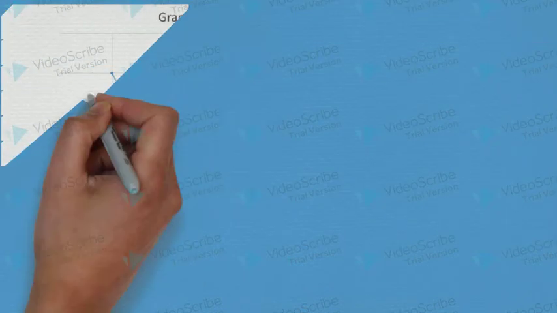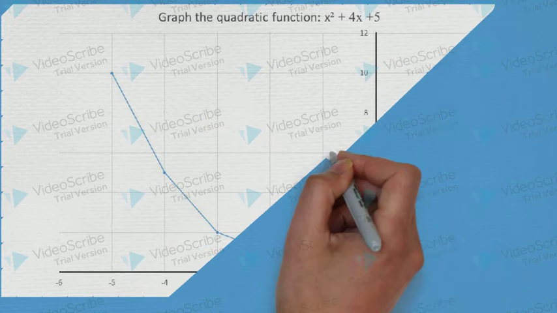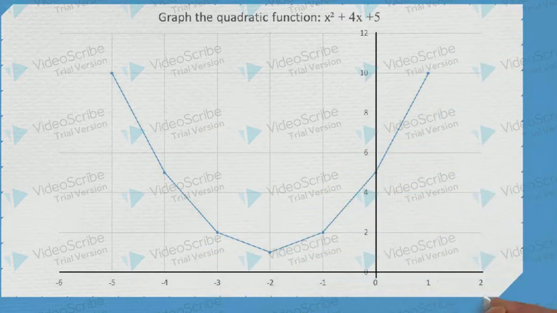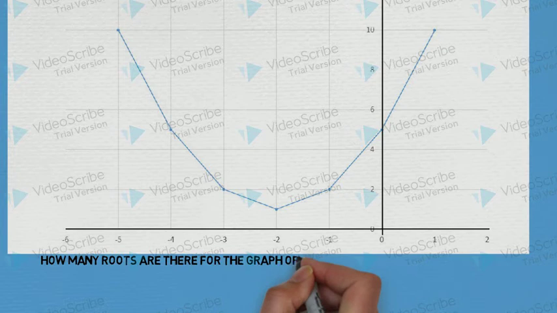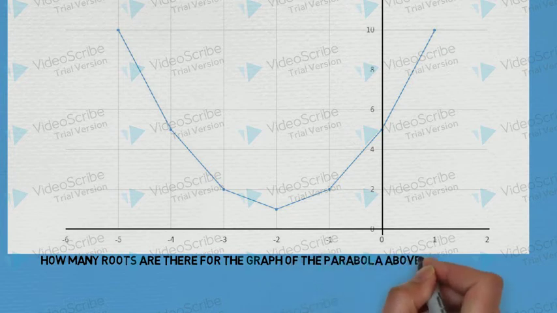Next question. We have the quadratic function x squared plus 4x plus 5. How many roots does the graph of the above parabola have? A, 2, B, 1, or C, 0? Take your time and think about it.